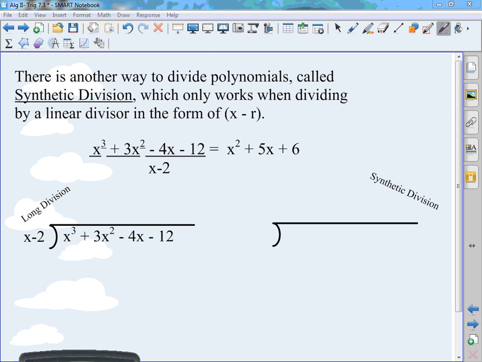You have to be dividing by x minus r. In that problem, it's x minus 2. We've already solved this problem doing long division. I'm going to show you how to use synthetic division. The only number you write for synthetic division is 2, because it has to be x minus 2, so you just take the 2.